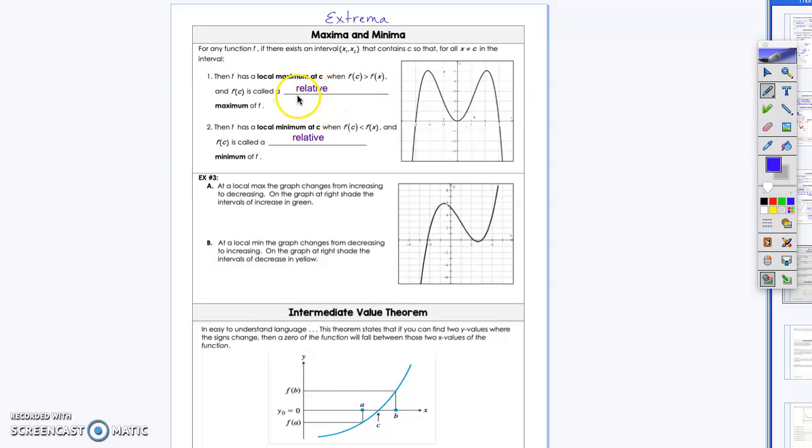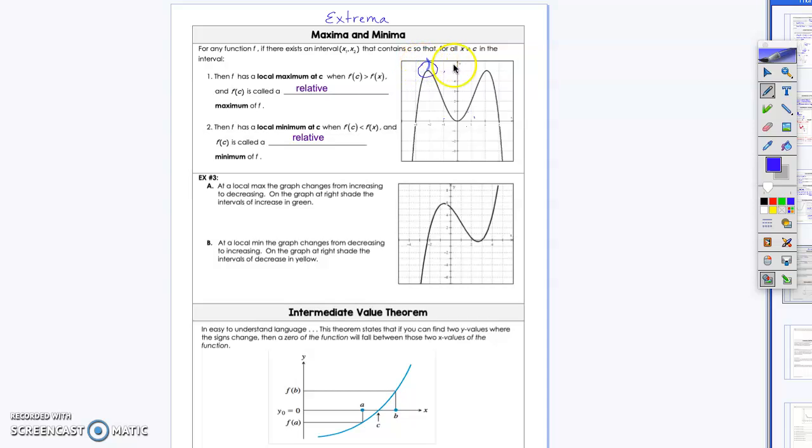And we have two definitions here. So we have this curve here, and it says that for any function f, if there exists an interval x1 to x2 that contains c, so that for all x values that are not c in the interval, f of c is greater than f of x. So it's greater than all the y values in an interval around it. Then we would call c a relative maximum or local maximum.